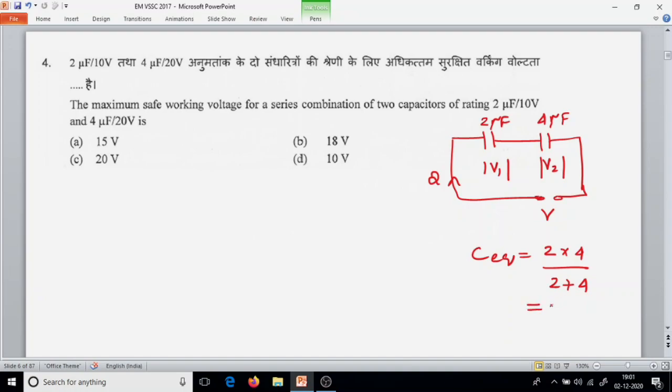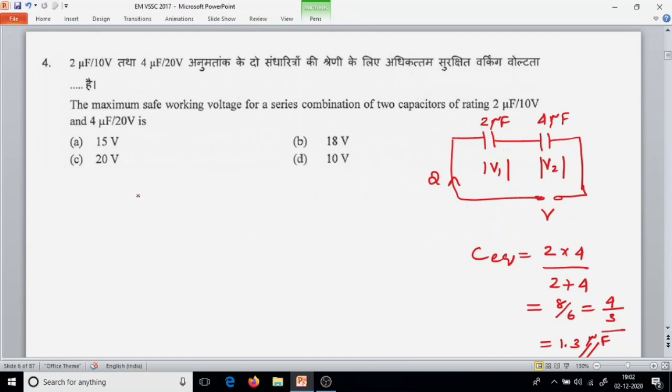Similar to resistors in parallel. So 8 by 6, that is 4 by 3, which comes to 1.3 microfarad. So 1.3 microfarad is the total capacitance. Okay.